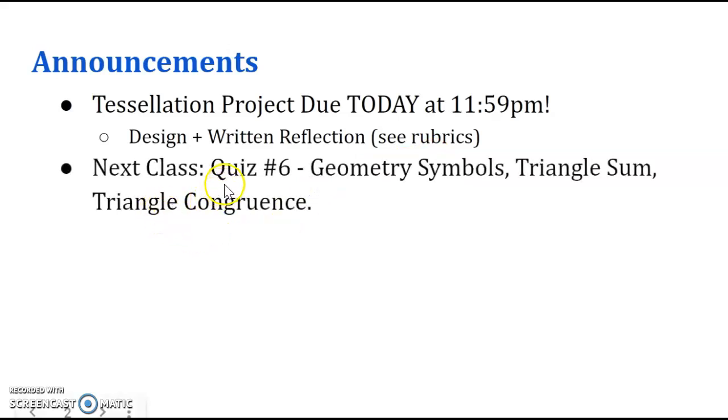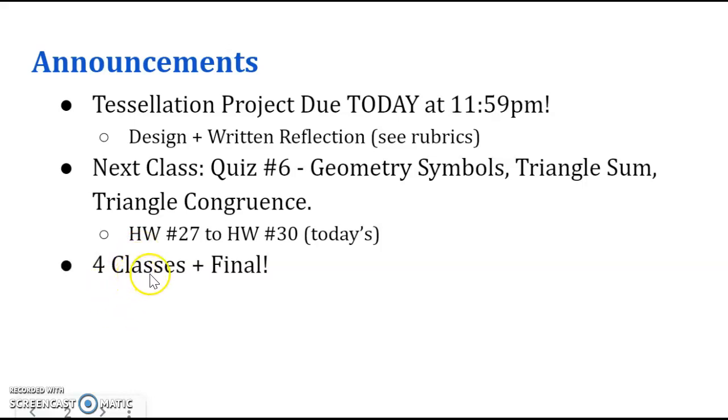Next class we'll have quiz number 6. It's on geometry symbols, triangle sum, and triangle congruence. So you need to be very comfortable with homework number 27 and homework number 30. And that is today's homework. But I'll try to grade them quickly enough so that you will get some feedback before the unit test, so that you understand whether you're doing things correctly or not. There are only 4 classes left, plus the final.